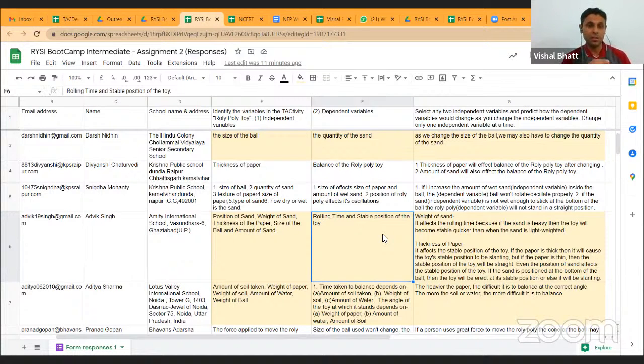So in that sense, the 2 examples that we just looked at, the height of the cone as well as the amount of sand as we change the size of the ball, these are excellent examples of 2 control variables which are difficult to control, because even if you don't want, you'll have to change those. And hence size of the ball is not one of the best independent variables which we should consider here, because it will not give you meaningful results.